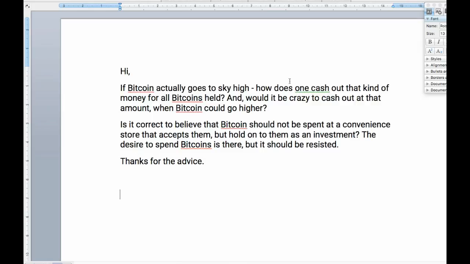Okay, so a few questions in the one larger question there. So let's break it down. If Bitcoin actually goes sky high, how does one cash out that kind of money for all Bitcoins held? Okay, many different ways. Good question. If you're owning Bitcoin, how did you get them in the first place? Did you buy them through an exchange? And if so, I'm sure you can sell those Bitcoins on that exchange, for example, if you're in the US, sell them for US dollars, and then get them to send it to your American bank account. That's how you would cash out.